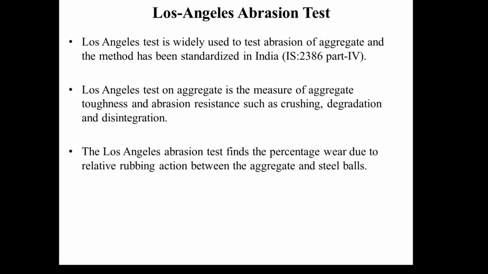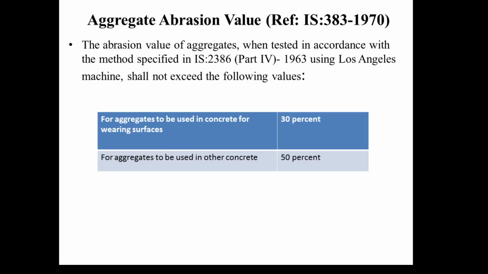The Los Angeles test is widely used to test the abrasion of the aggregates, and the method has been standardized in India, IS 2386 part 4. The Los Angeles abrasion test is carried out on the aggregates to determine the hardness and the abrasion characteristics, that is, the ability to resist degradation due to the imposed wheel load. The test finds a percentage wear due to the relative rubbing action between the aggregate and the steel balls. Aggregate abrasion value according to reference from IS 383 1970.